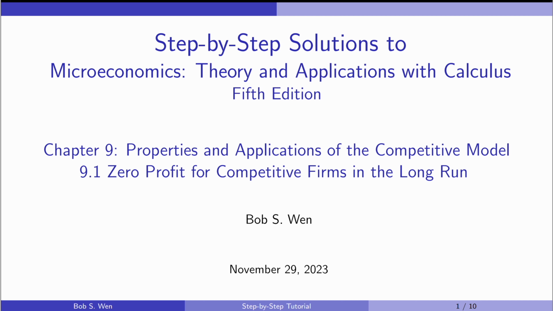Chapter 9 is about the competitive market models. Today, we will solve the exercises for the first two sections: zero profit for competitive firms in the long run, and producer surplus.